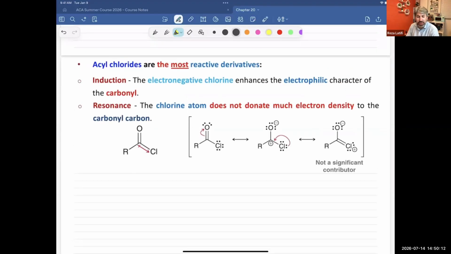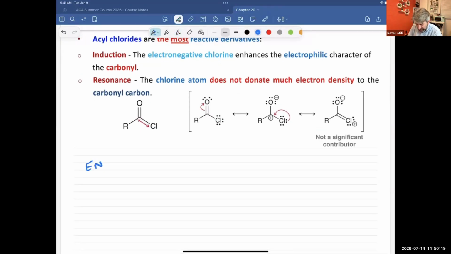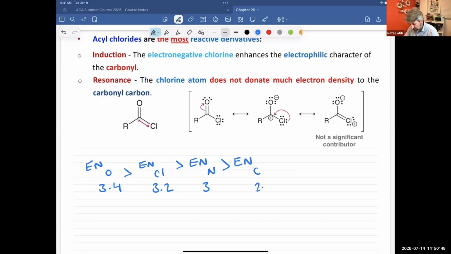In the case of acyl chloride, we have chlorine attached to a carbonyl group. And for your knowledge, the electronegativity of oxygen is higher than that of chlorine, and chlorine is higher than, for example, nitrogen, which is higher than carbon. The electronegativity numbers are 3.4 for oxygen, 3.2 for chlorine, around 3.04 for nitrogen, and 2.55 for carbon. So clearly, chlorine has higher electronegativity than carbon, and chlorine is going to steal electron density from carbon. Chlorine will get a negative charge, while carbon will get a positive charge.